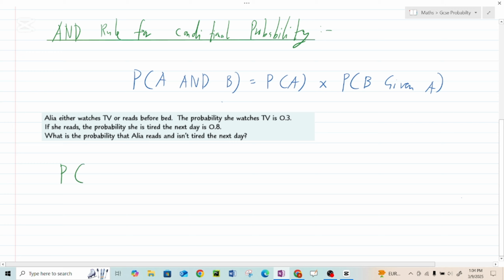Let's write that down. Probability of reading and not tired. Not, let me make it a bigger T so we can understand it. And not tired. Okay. Read and not tired. Now, probability of A, that is probability of reading. What's the probability of reading here? The probability that she watches TV is 0.3. That means the other is going to be the probability of reading. So 1 minus 0.3, 0.7 probability of reading.